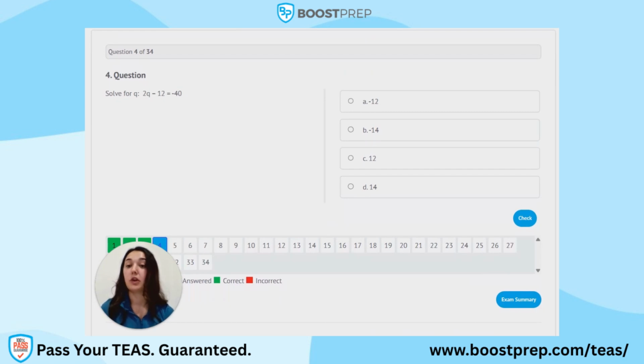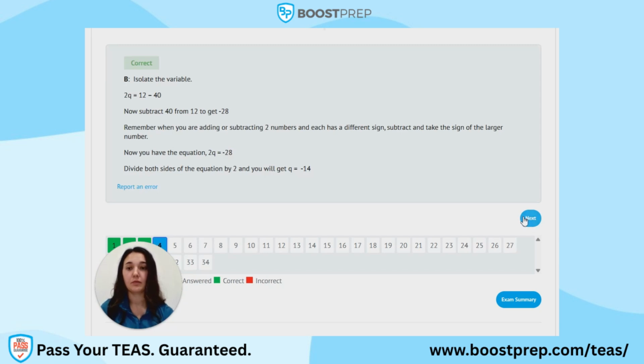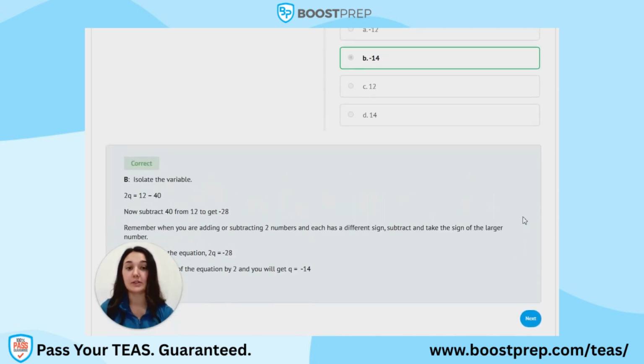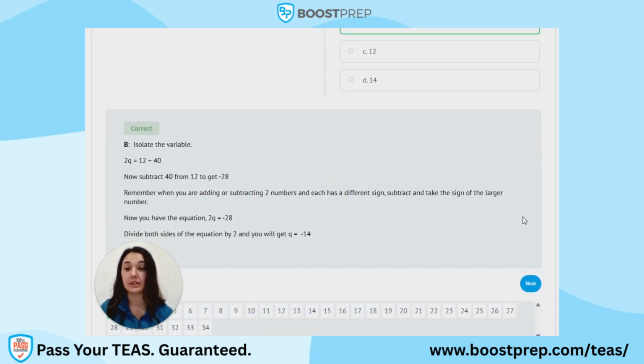Question 4. Solve for q. 2q minus 12 equals negative 40. A, negative 12, B, negative 14, C, 12, D, 14. The correct answer in this problem is B, negative 14.